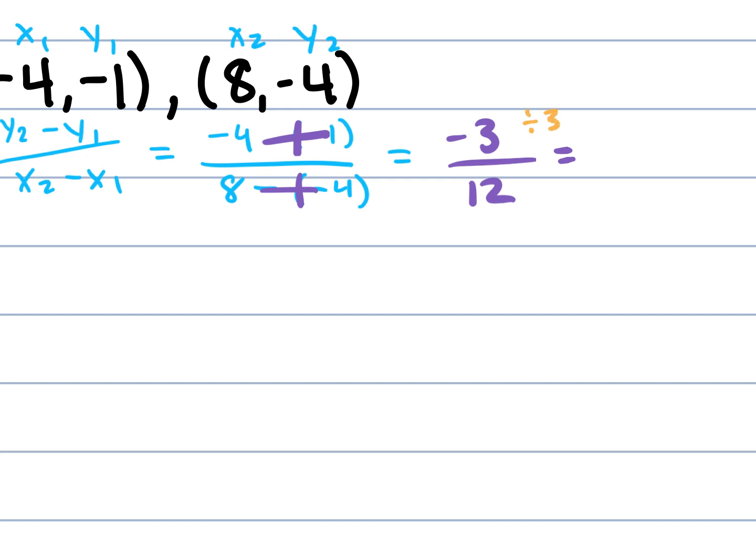Perfect. I'm dividing the top and the bottom both by 3. You can divide by a common factor. So 3 goes into both the top and the bottom. So it'd be -1 over 4. Awesome. So that's my slope.